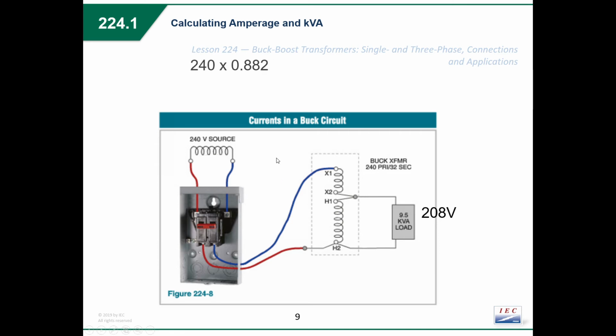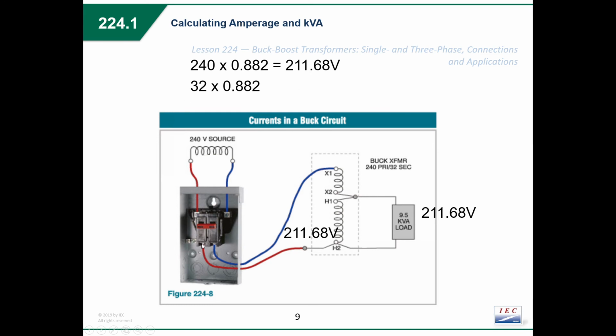So then let's go ahead and take our 240 times 0.882 volts per turn. That gives us 211.68. So this coil is going to see 211.68, right? So that means if we look at where this load is connected, it's just across this little coil here. So this load is now going to see 211.68 volts. Again, close enough to our 208 that we wanted to see.